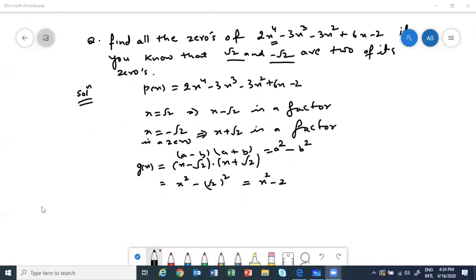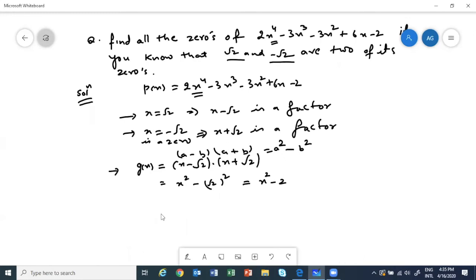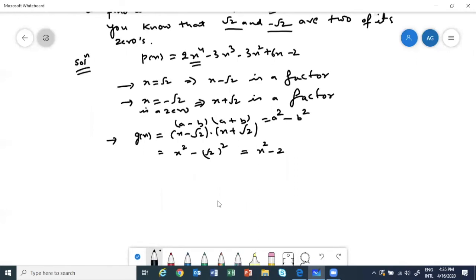Clear? So they will give you two zeros. If they are giving you power 4, they will give you two zeros. Okay. From two zeros, find the factors. Multiply the factors to get your G(x) or the divisor. Okay, your G(x) is what? Divisor, no? Now we'll divide P(x) by G(x), okay? And we'll try to find Q(x) and R(x). So we have 2x power 4 minus 3x cube minus 3x square plus 6x minus 2. We will divide by x square minus 2.